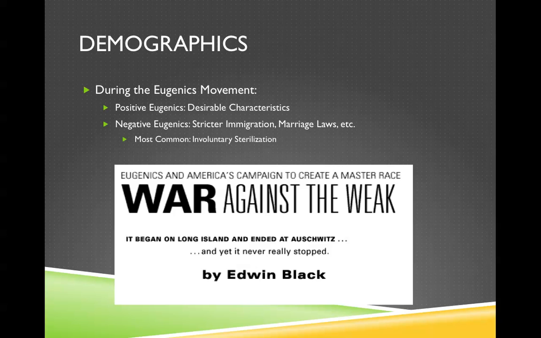However, the most common practice of eugenics was negative, and among negative eugenics, involuntary sterilization was most commonly practiced. Targets for this included those suffering from insanity, epilepsy, alcoholism, pauperism, criminality, sexual perversion, drug abuse, and feeble-mindedness. These people were seen as unfit according to society.